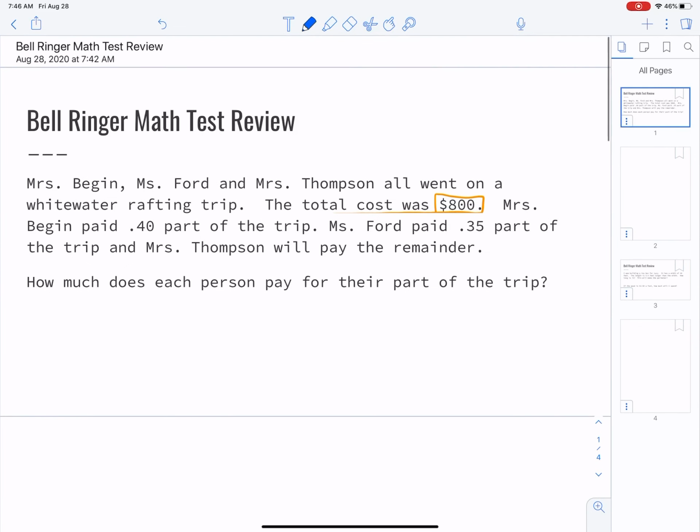Good morning. We are going to review a little bit before we take our test. There's a few things that we need to know about so that we will be best prepared.